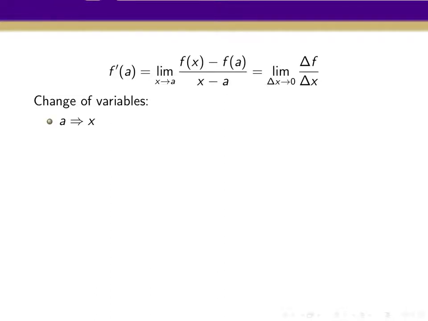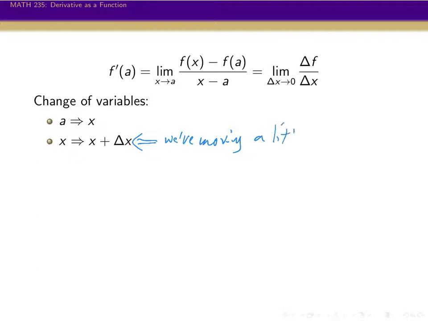In particular, we're going to be talking about f prime of x, and so we want to change a into x. So x is going to be now the value that we're evaluating this at. And where we had x before, well, we're already going to be using x in the role of a, so we've got to call it something else. Instead of thinking about x, we're going to think about it as being x plus delta x. So think about this as having moved a little bit over from x, either in the positive direction or the negative direction.